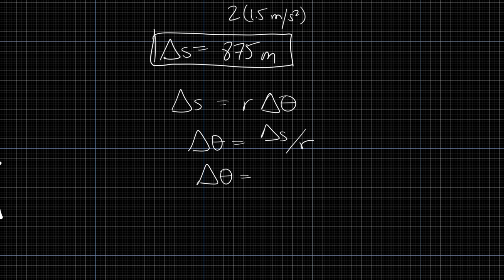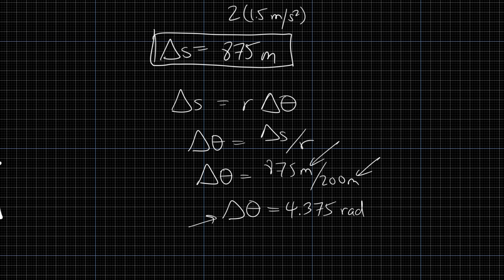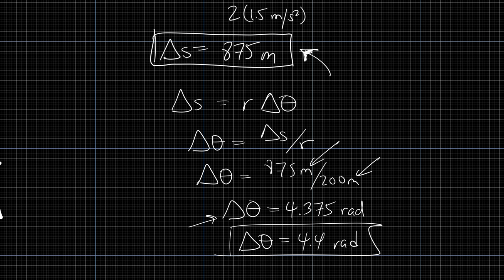So delta theta equals 875 meters divided by the radius, which was 200 meters. I can almost do that in my head. That's 4 and then 75 out of 200, so that's 4.375, because that's 3/8. Notice the units are canceling, m over m. However, this is a delta theta, so we're coming out with radians. We want 2 sig figs, so it'll be 4.4 radians. So going 875 meters around the circle is equivalent to going 4.4 radians, which is the angle through which you move.